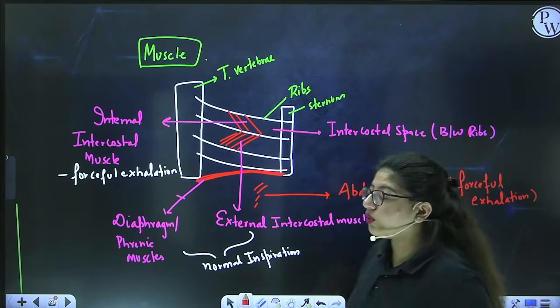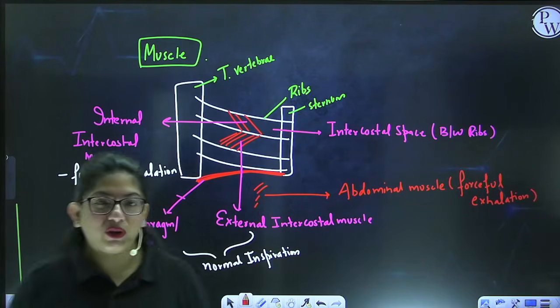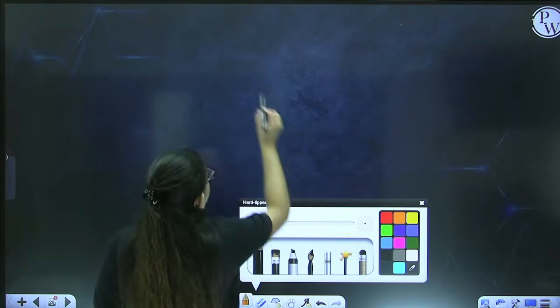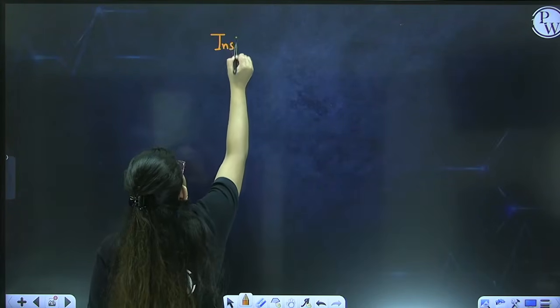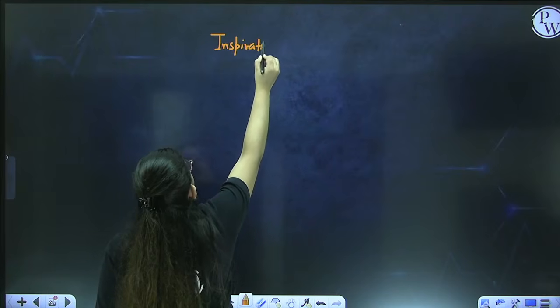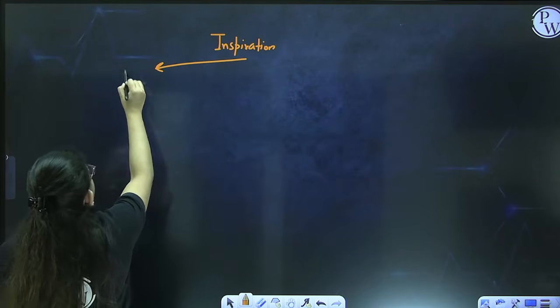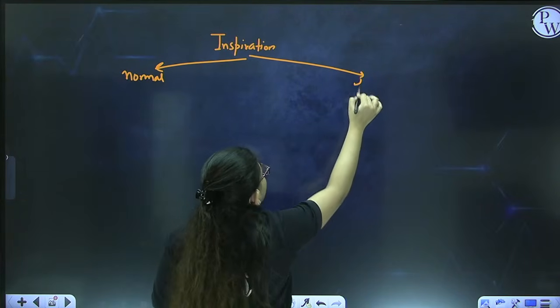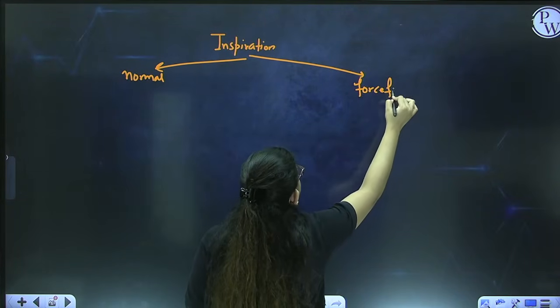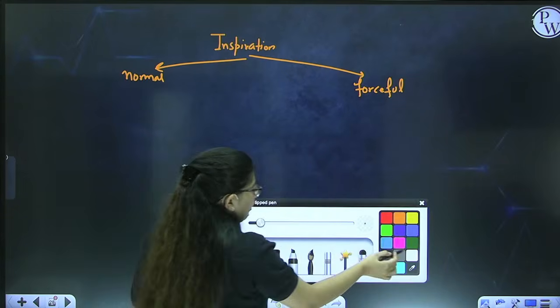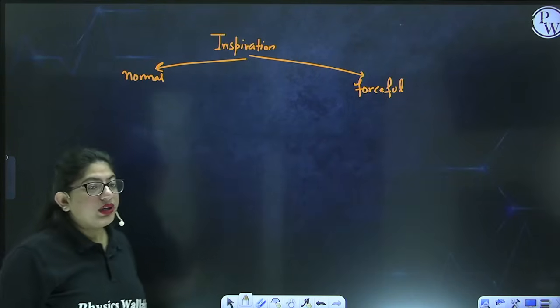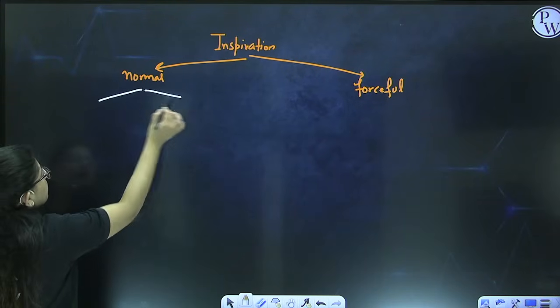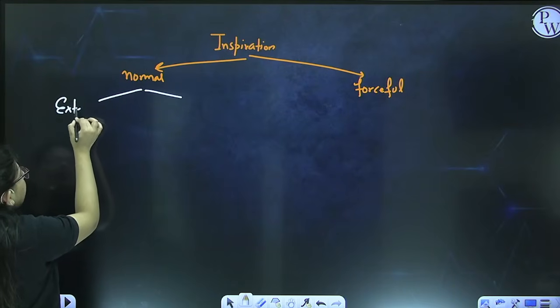All right, so these are the various muscles. Let's talk about the physiology part now. What happens during inspiration? Whenever you are inhaling, you inhale by two methods. One, you inhale normally, and second, you inhale forcefully. Whenever we are inhaling normally, we are contracting two muscles. One is the external intercostal muscle.